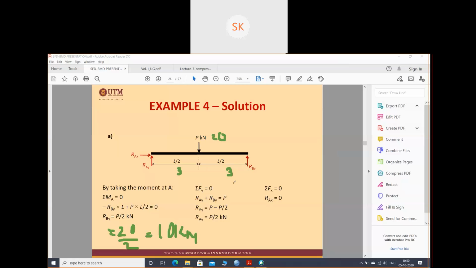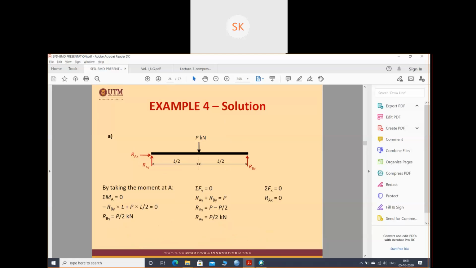Okay. Next, summation of all the vertical forces equals 0. So RAY plus RBY minus P, since P is acting in this direction, it will be negative P. And we know RBY is P by 2, or you can write 10. So you'll get the value of RAY also as P by 2. That means in numerical value, RAY is equal to 20 minus 10, equals 10. And RAX is 0. Have you understood this part? Have you understood how to find RAY, RAX and RBY? This part is over. Okay.